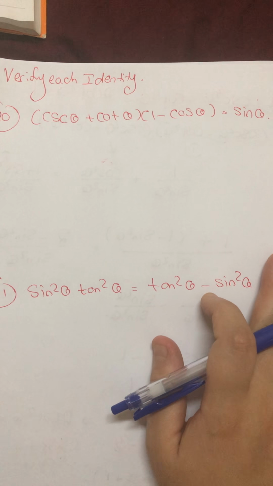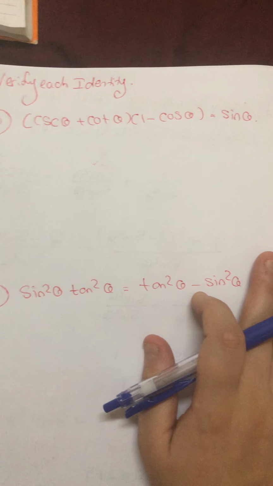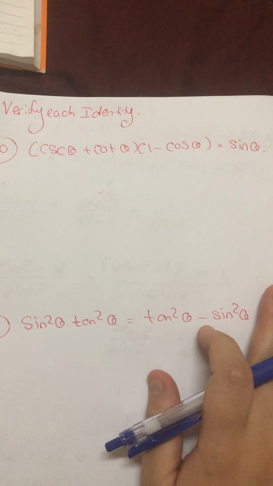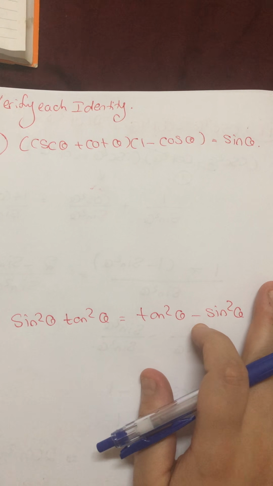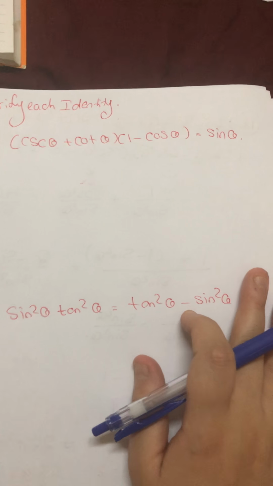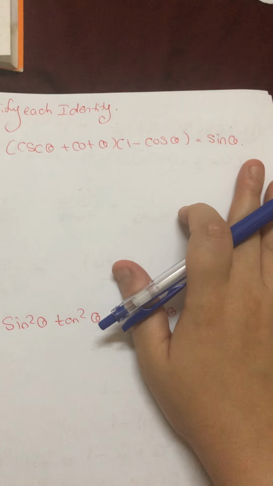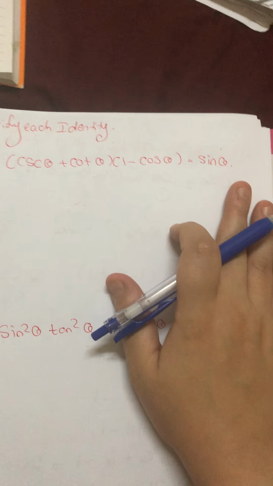Hello. So I have from question 20 to 30 to solve, and we're done with this lesson, all of the lesson, okay? Again, just verify each identity, and here's number 20. So I need to make this something equal to sine theta, okay? So how did I start?